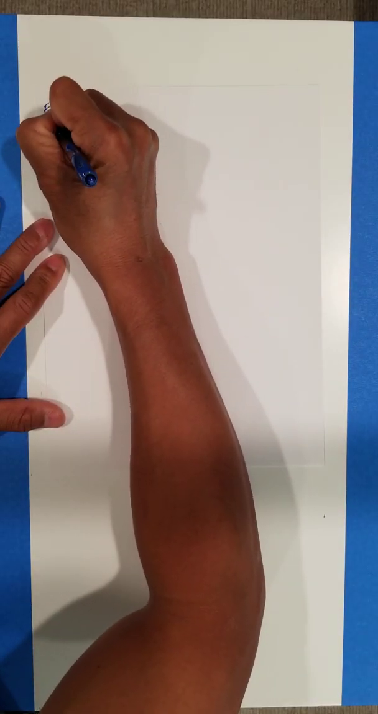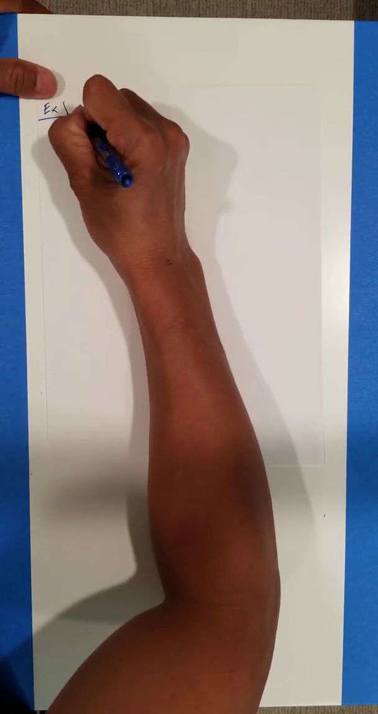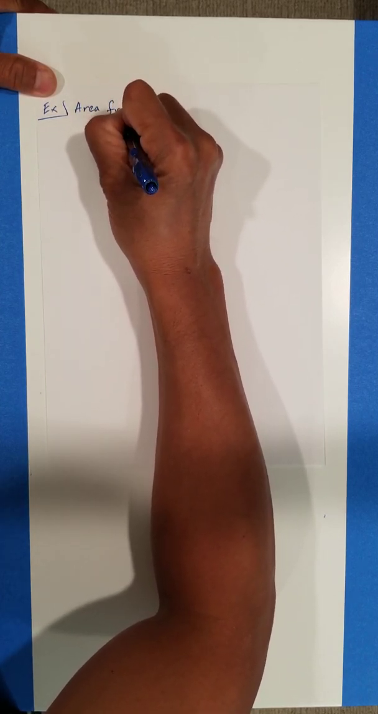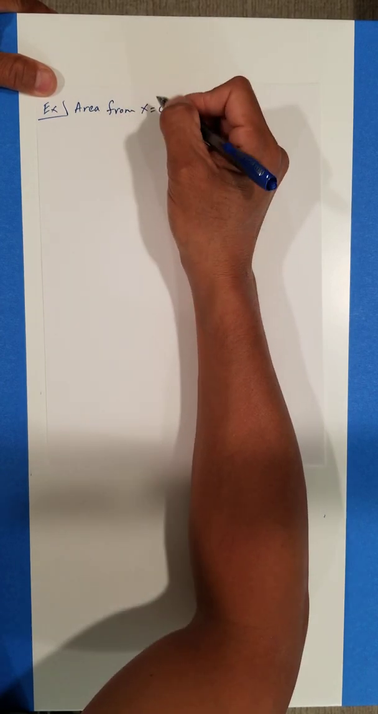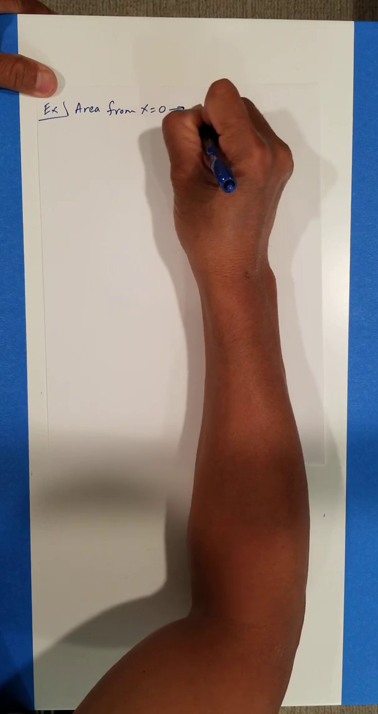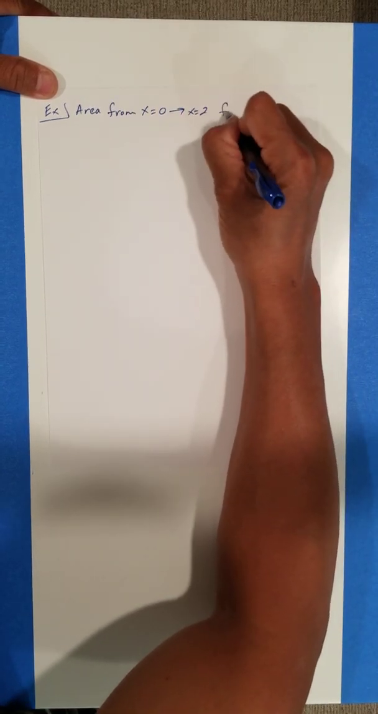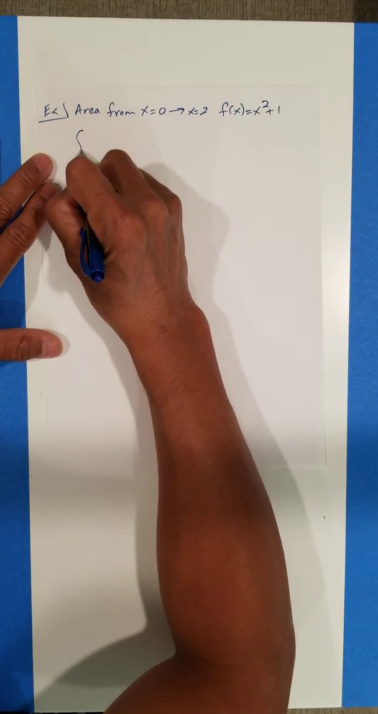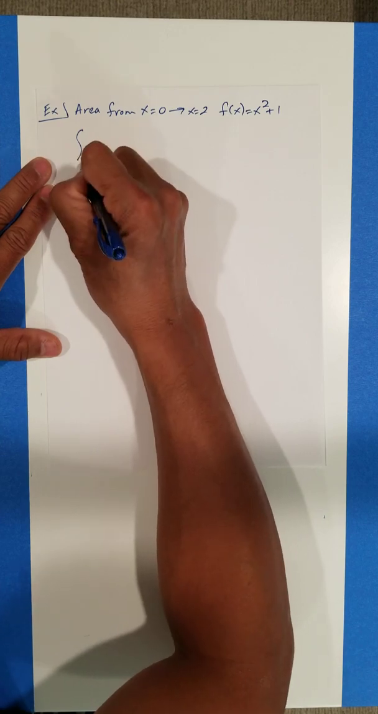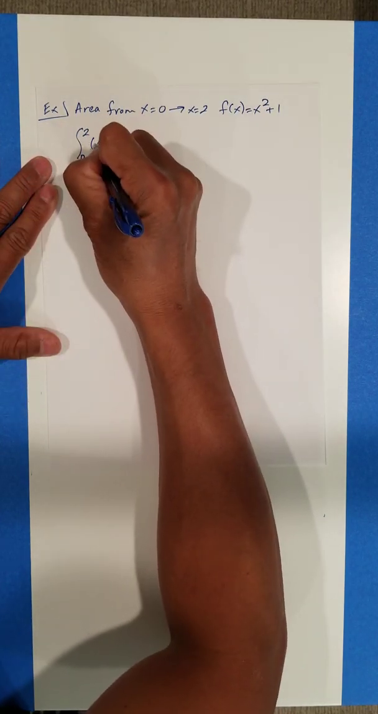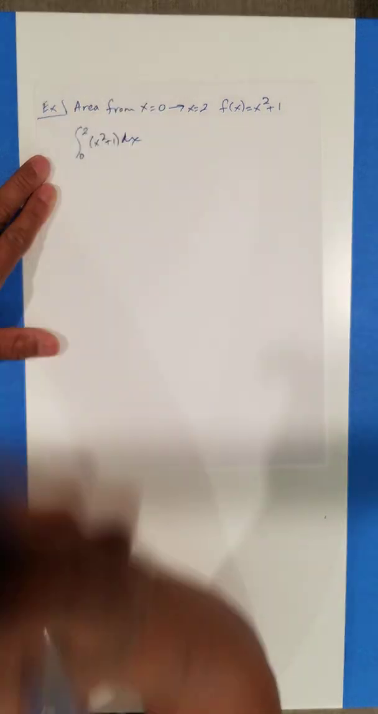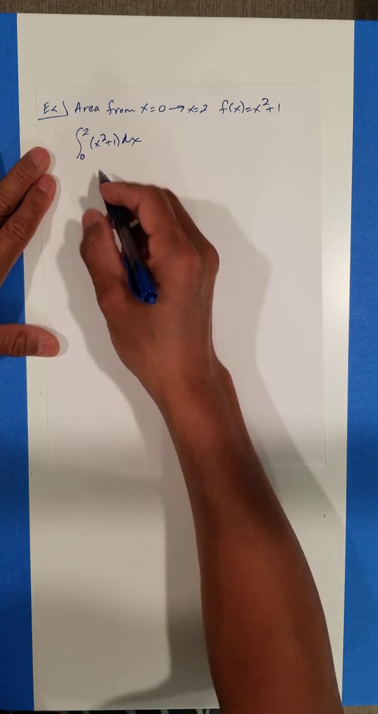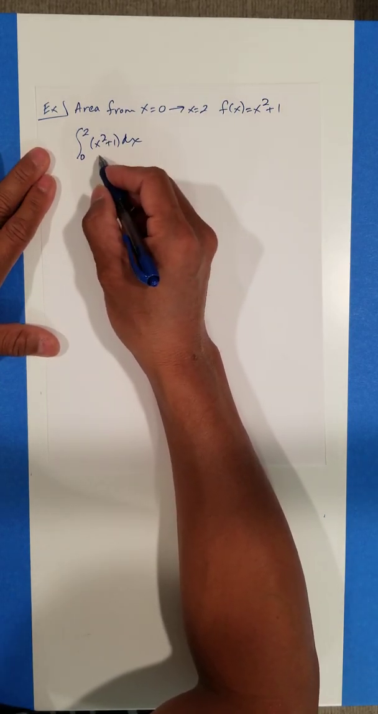Okay, so again, we want to know the area from x equals 0 through x equals 2 of the function x squared plus 1, for example. So the way you write this is the integral from 0 through 2 of x squared plus 1 dx. Now we have to find the antiderivative. It might be a little tricky at first, but you gotta try to get used to it.